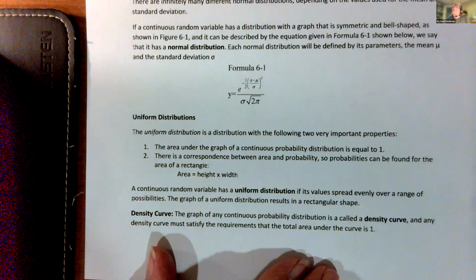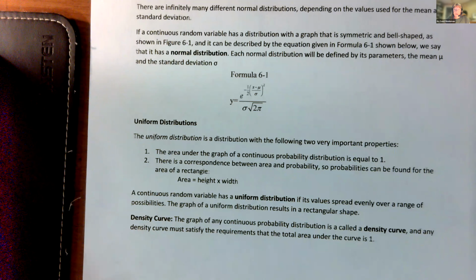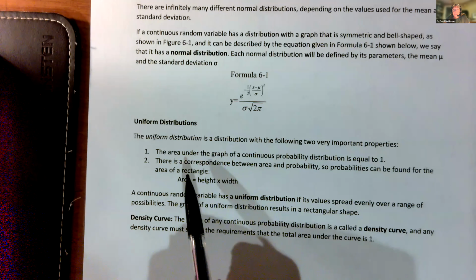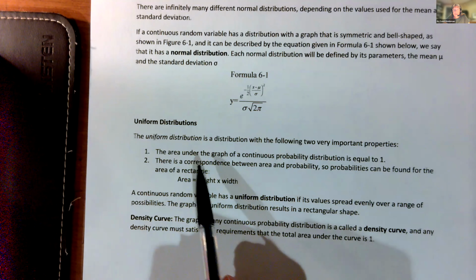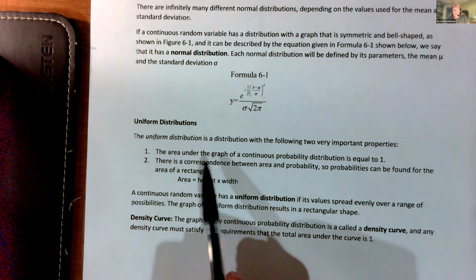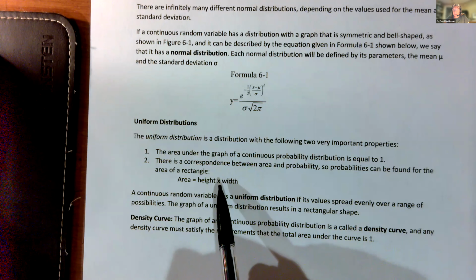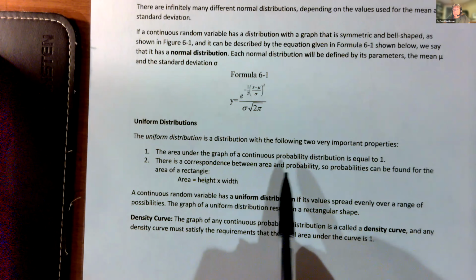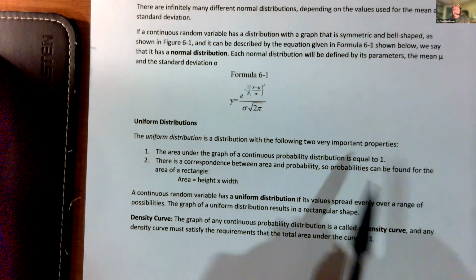The other continuous random variable that we're going to learn about today is the uniform distribution. This one's different from the standard normal because this one has all the probabilities. It's all going to be in a rectangle, because everything's going to be equally likely. So the area under the graph of the continuous probability distribution, all the areas are always equal to 1.